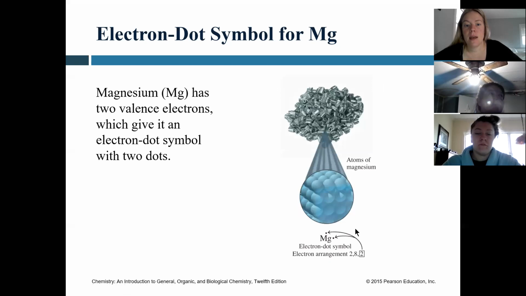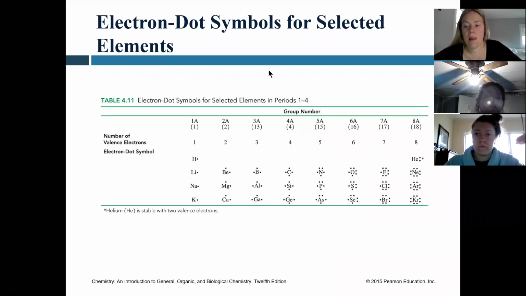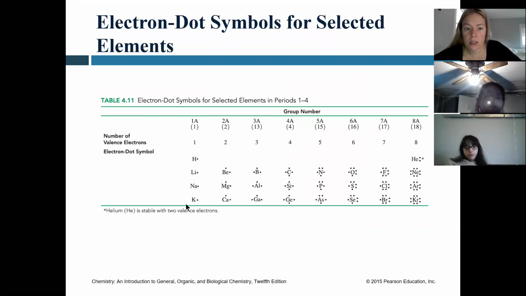So magnesium has 2 valence electrons. There they are, boop, boop. We're just looking at what's happening in the outermost shell. Here are some of the electron dot configurations for a few elements.